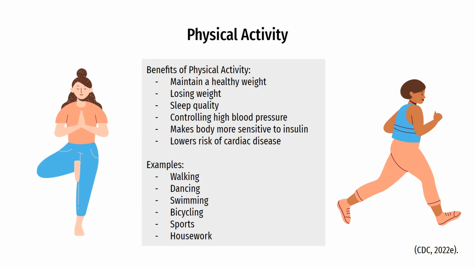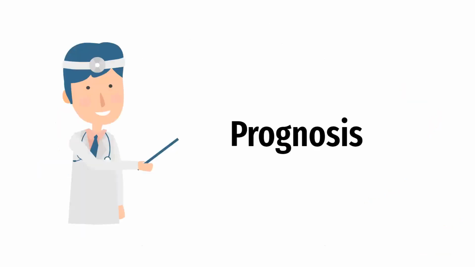Of course, with each person, their physical activity tolerance differs, and others may tire more easily or may lack motivation. But some activities to start with can include walking, dancing, swimming, bicycling, sports they enjoy, or even performing housework. Next is prognosis.